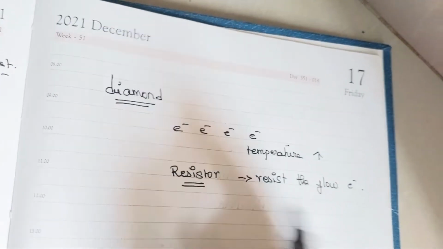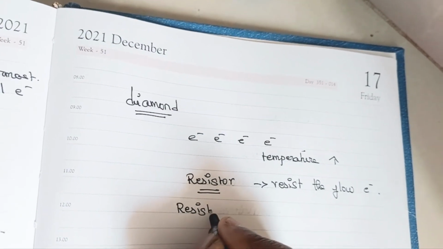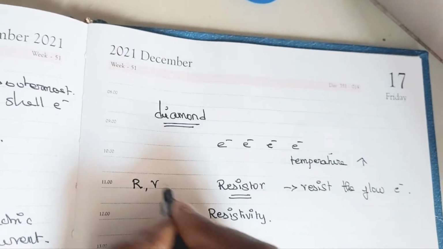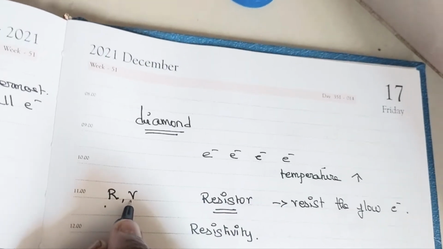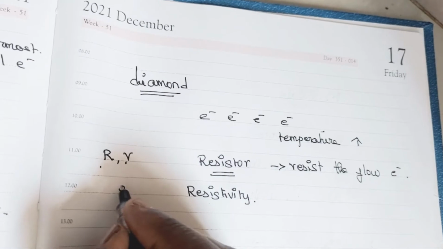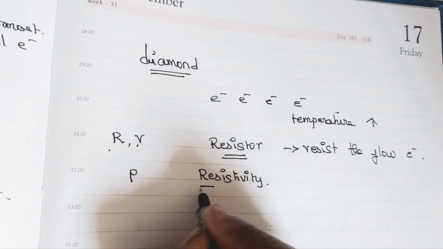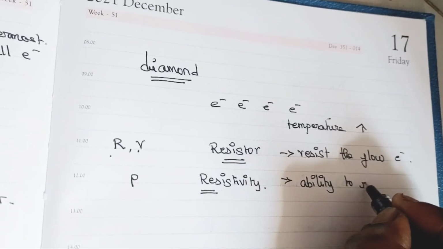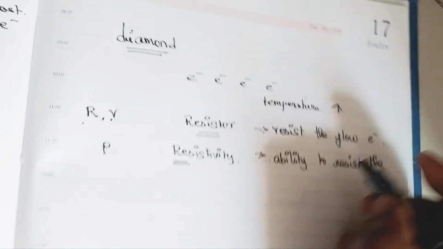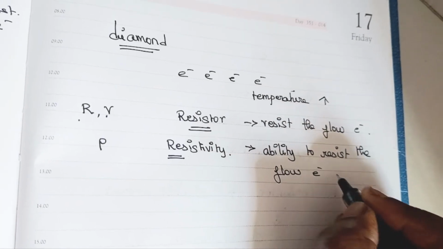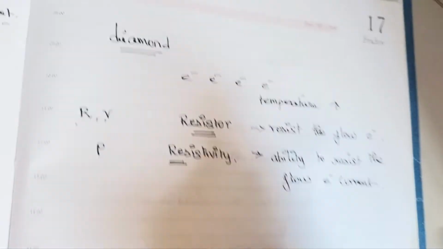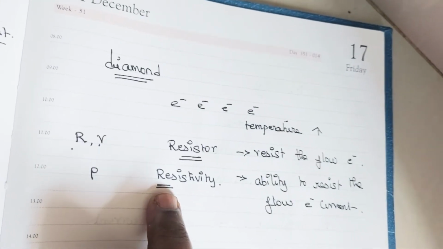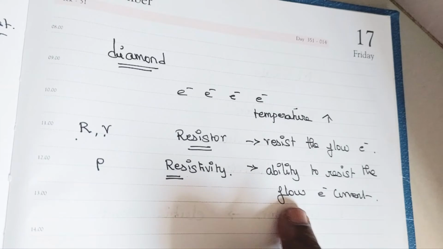So resistivity. What is the difference between the resistor and the resistivity? Resistor is denoted by the letter capital R or a small r. Capital R is for resistance and small r is for the internal resistance. Resistivity is denoted by the letter rho. Resistivity means the ability of a material to resist the flow of electrons or flow of electric current. Each material has a different ability to resist the electrons. So resistivity means the ability of the material to resist the flow of electric current.